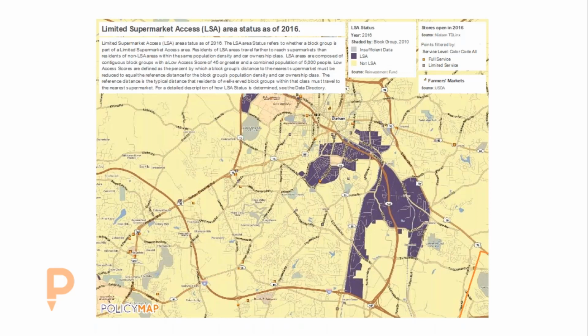In this case, we're looking at whether there are full service supermarkets or limited service supermarkets. This is an area down in Wake County, North Carolina, and you can see that there's a whole food desert here, where there really is not much access to full service supermarkets. And you can see those little purple marks might just be a Family Dollar store or stores that aren't offering fresh fruits and vegetables.